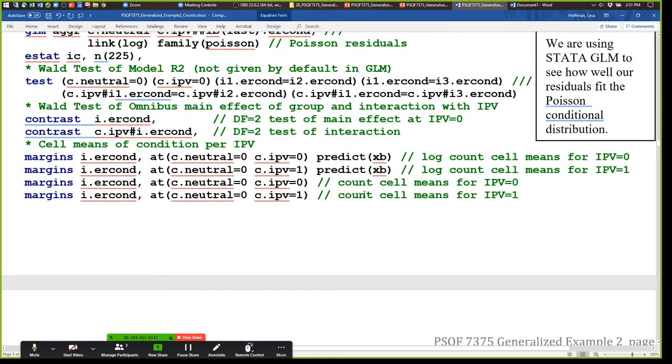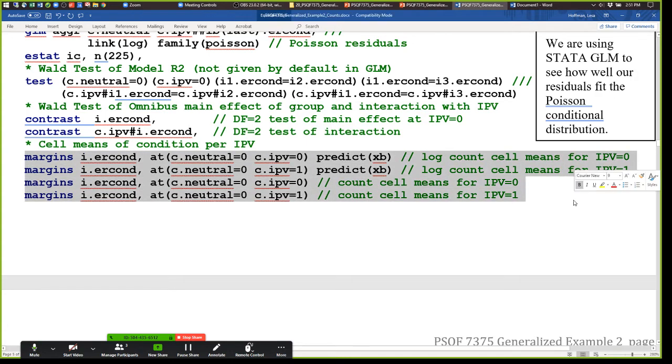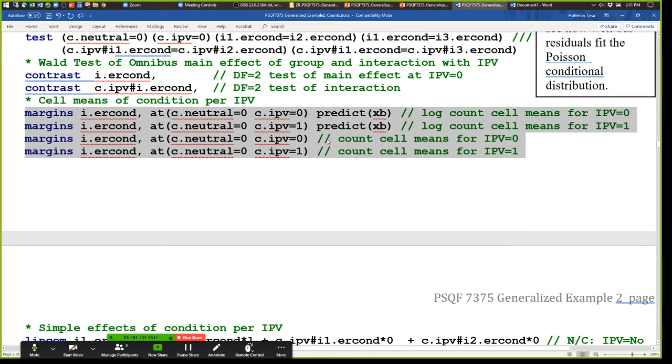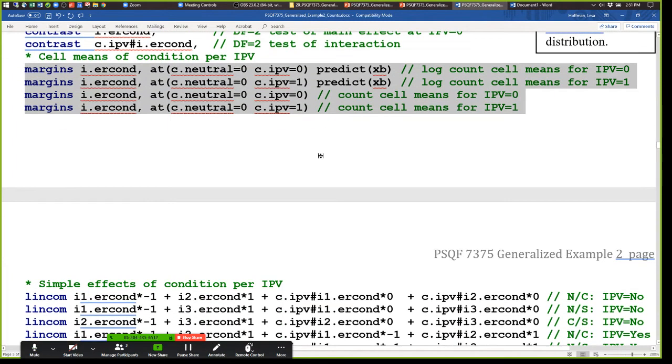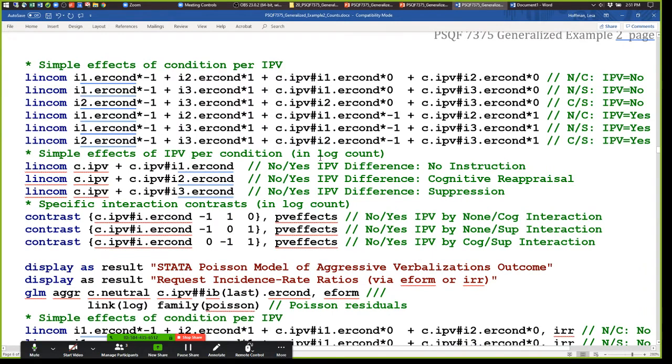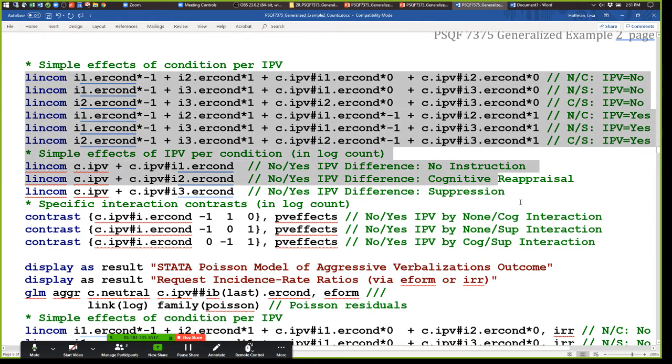The only thing that's different in terms of the code is that I'm explicitly asking for 2 different kinds of margins, or LS means. I want them in the model metric, the log count, because that's what the significance tests are going to be looking for differences between. And then I want them in the original count metric, the data scale, so that we can actually talk about them as real numbers that we know what they mean. Everything else is the same. All of these simple effects, tests, and interaction contrasts are on log count, model scale.